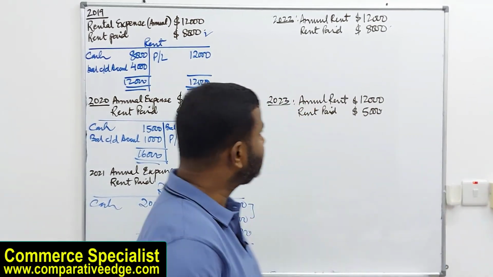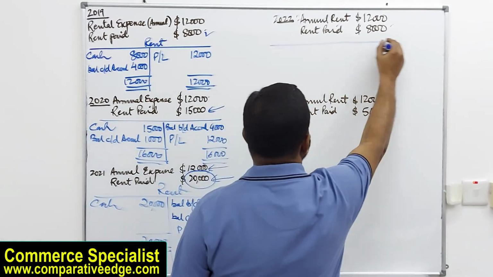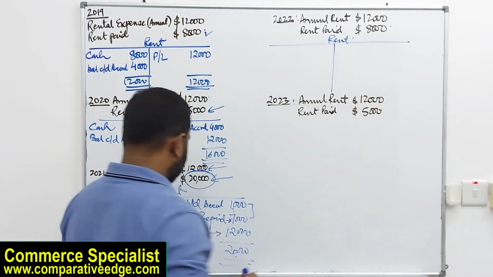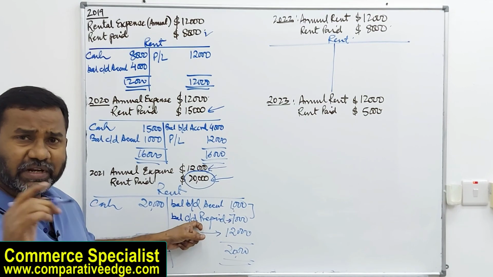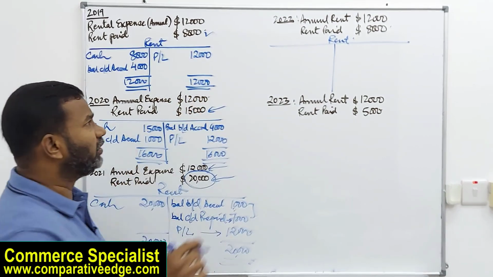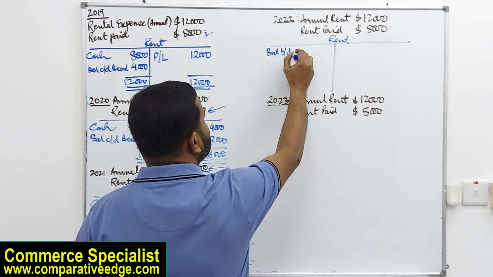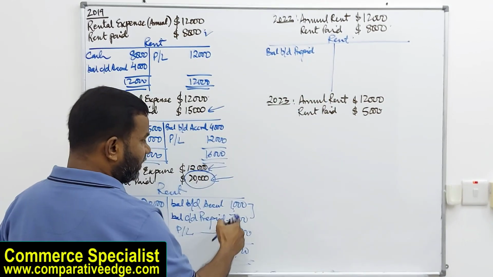Example still continues. We are moving to 2022. Now we had a closing prepayment of 7,000. Prepayment is an asset. Closing balance of this year will be the opening balance for the next year. So here I am taking it as balance brought down, prepayment. Opening balance of assets are always recorded on the debit side, which is 7,000.